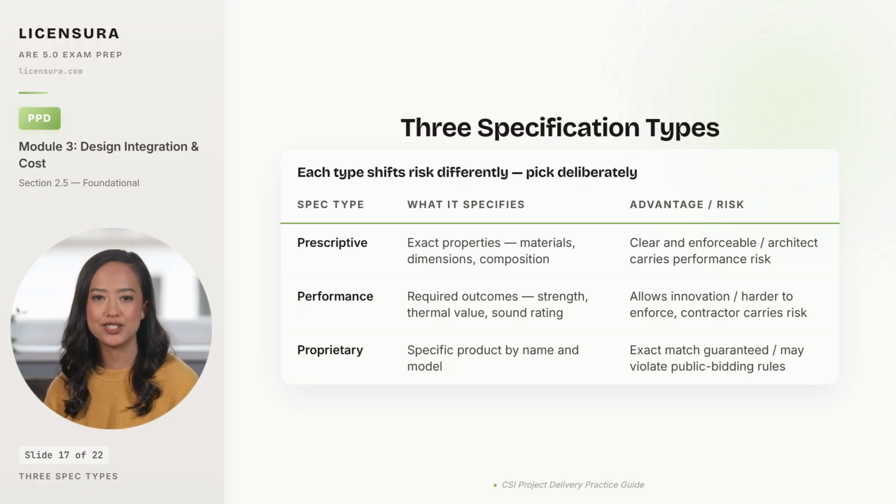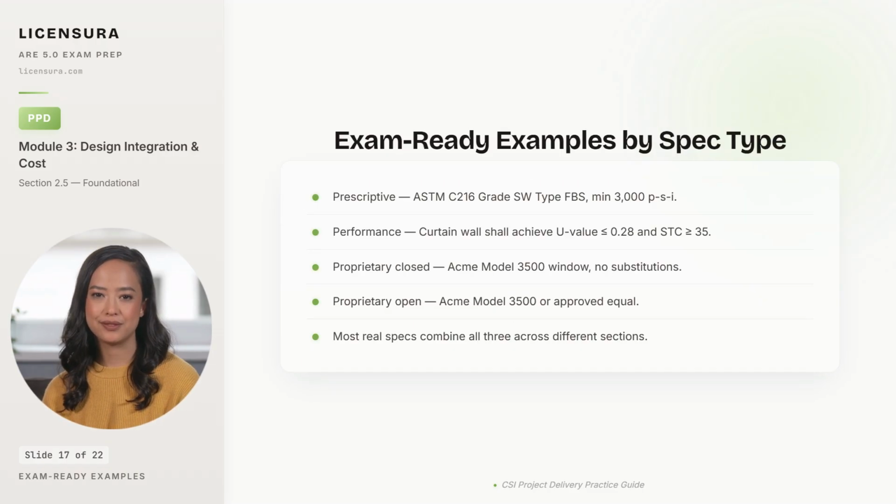Proprietary specifications name a specific product by manufacturer and model. Acme Model 3500 Series Window, no substitutions, which guarantees the architect gets the exact product specified, but may violate competitive bidding rules on public projects unless the spec includes "or approved equal" language. Exam-ready examples make the three types unmistakable on a test question. 5 exam-ready examples that lock the 3 spec types.